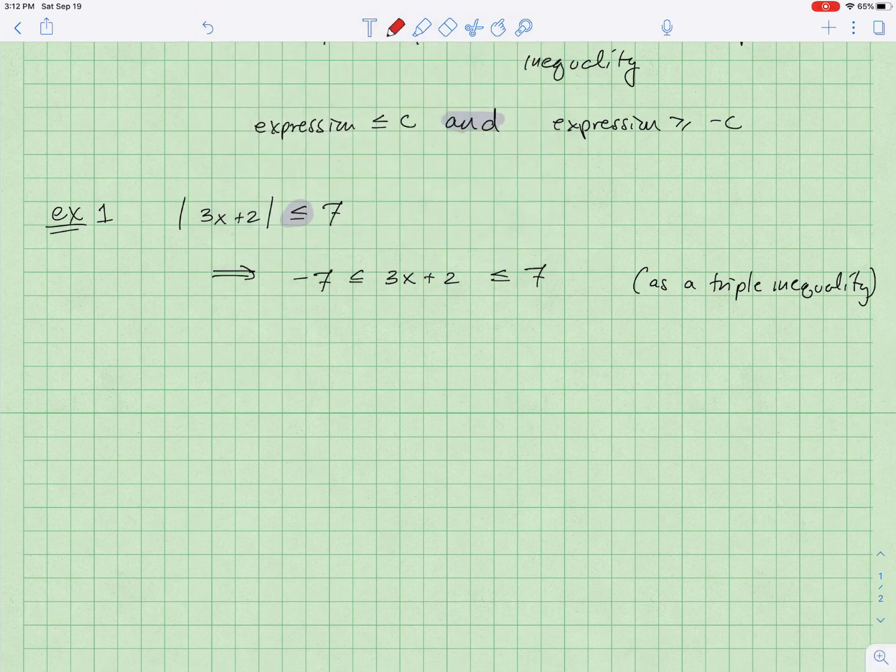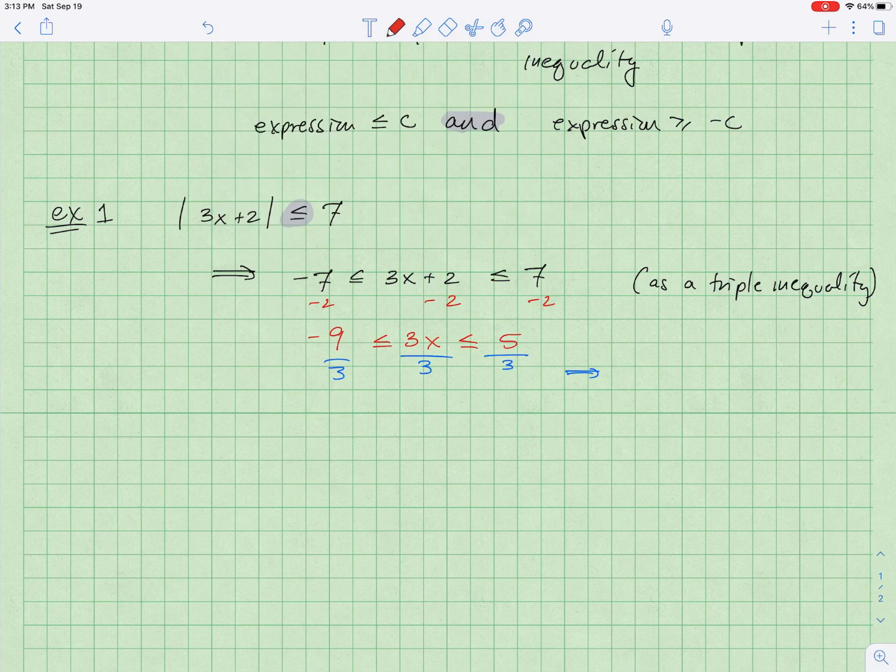So let's see, we'll subtract 2 from all 3 sides, and we'll get negative 9 is less than or equal to 3x is less than or equal to 5. And then we'll divide all 3 sides by 3, and we'll be left with the inequality. Oops, this isn't a negative 7. This is a negative 9. My bad.